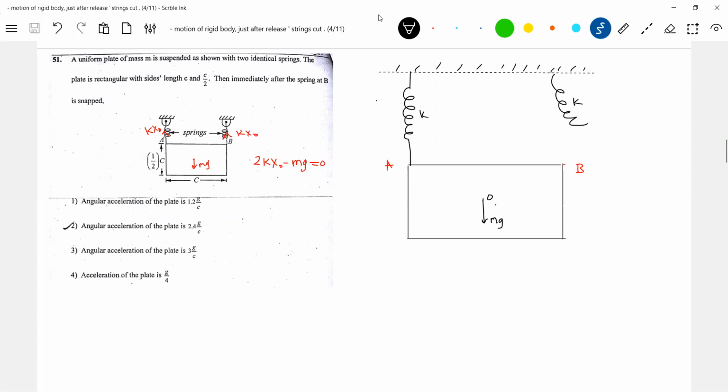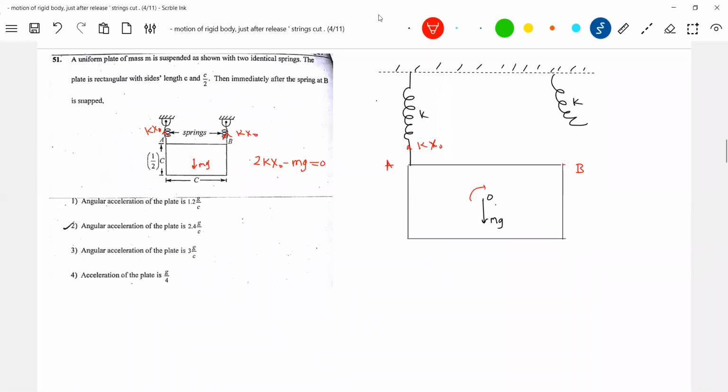What happened to the spring force? What happened to the spring force in the spring A? Should it change or should it not change? What happened to the tension in the left string after cutting the right string? So here, sudden change in spring force, possible or not possible? The spring force will remain as it is. Sudden change in spring force is not possible. So the spring force will remain as it is here. Then what about the torque?